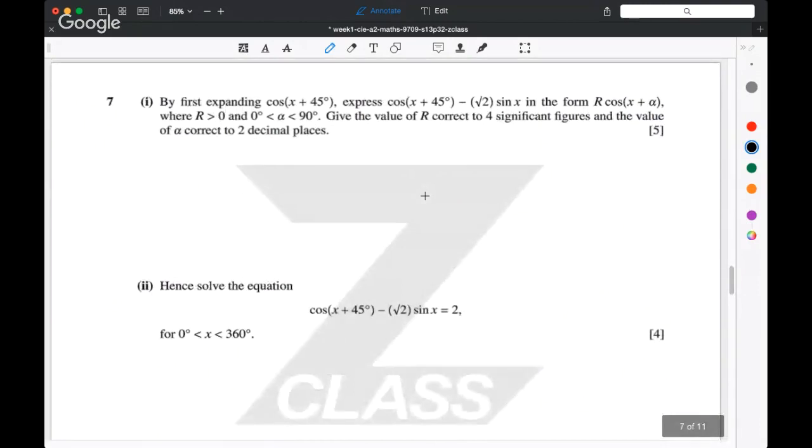Okay, question 7. Trigonometric identities, all in the formula booklet as per usual. And they've given you the hint. They've said by first expanding. So let's expand this to start with.